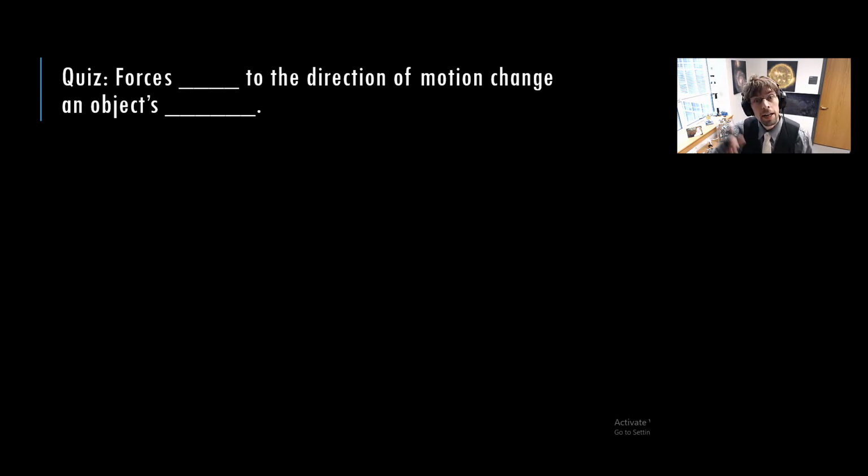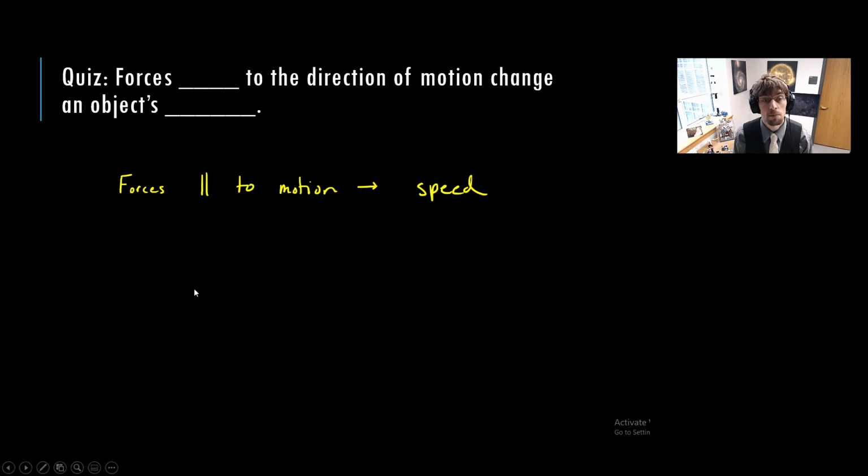Option number one is that an object is moving, say to my left, probably your right, and you push in the same direction that it's moving. What happens? The object speeds up. You could say forces parallel to motion speed up, so we'll say changes the object's speed. Well, that's one possibility.